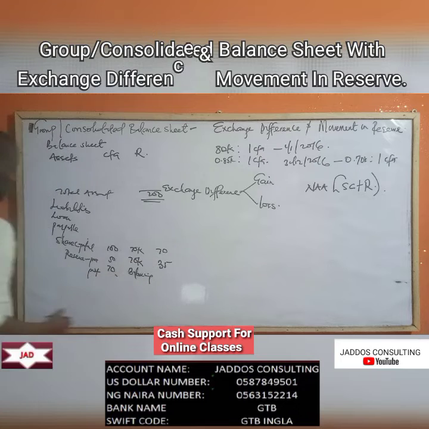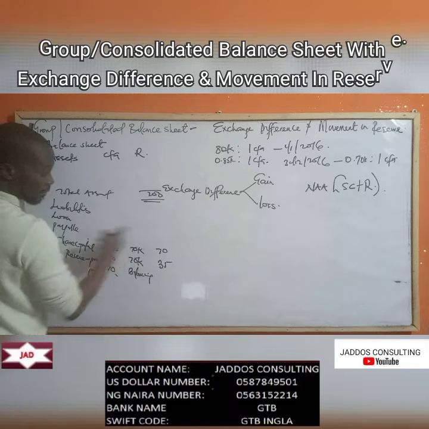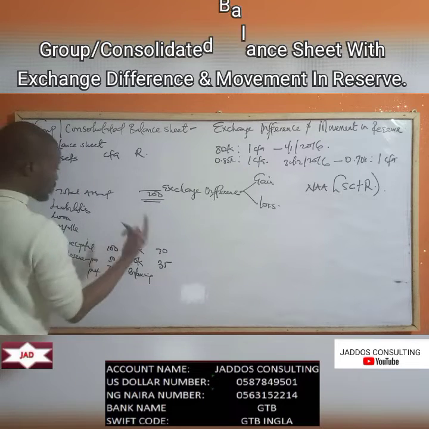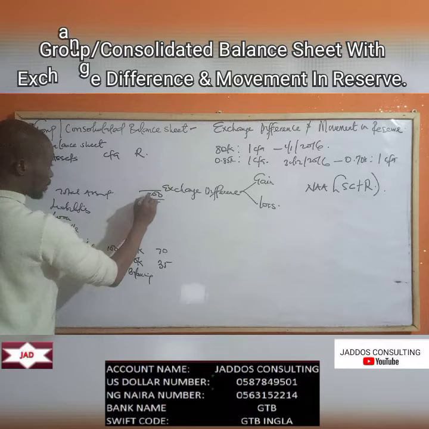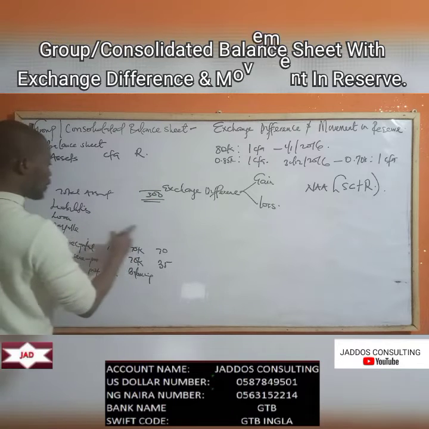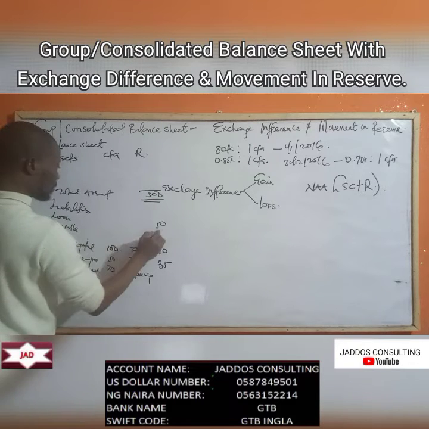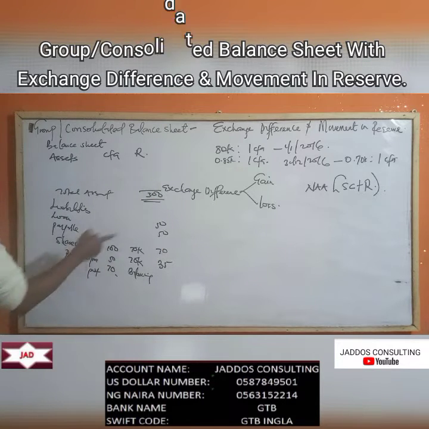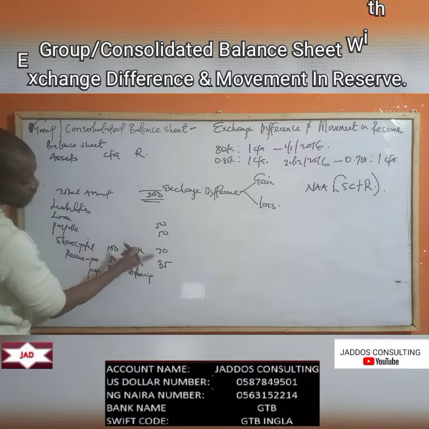Then, of course, you have your loan items, right? And then you have your payable items. Let's even call this 300. So let's say translated loan is 50, payable is 50. So we have 100, 170 plus 35.